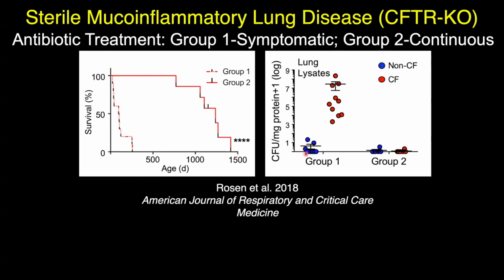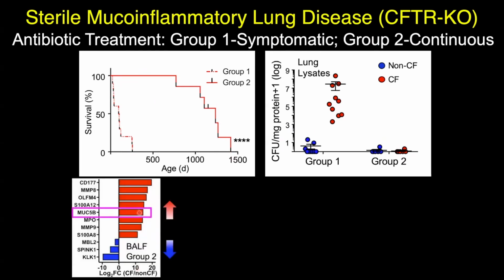birth, but also the fact that at terminal disease, the group 2 animals treated continuously had no bacteria in the lung as compared to those that were treated symptomatically. If one compares the proteome in the group 2 animals treated continuously with antibiotic quantitatively to create a ratio between the CF and its non-CF pair, one sees an increase in inflammatory mediators here as well as MUC5B.